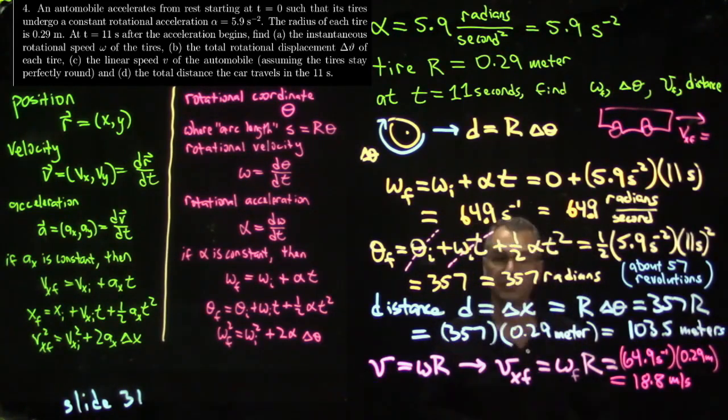And then the final velocity in the x direction, in the forward direction, is omega final times the tire radius. So that's 64.9 per second. So omega radians per second is the same as per second. 64.9 per second times the radius, which is 0.29 meters, we get 18.8 meters per second. So about 19 meters per second is the car's velocity at t equals 11 seconds. I guess it's continuing to accelerate.